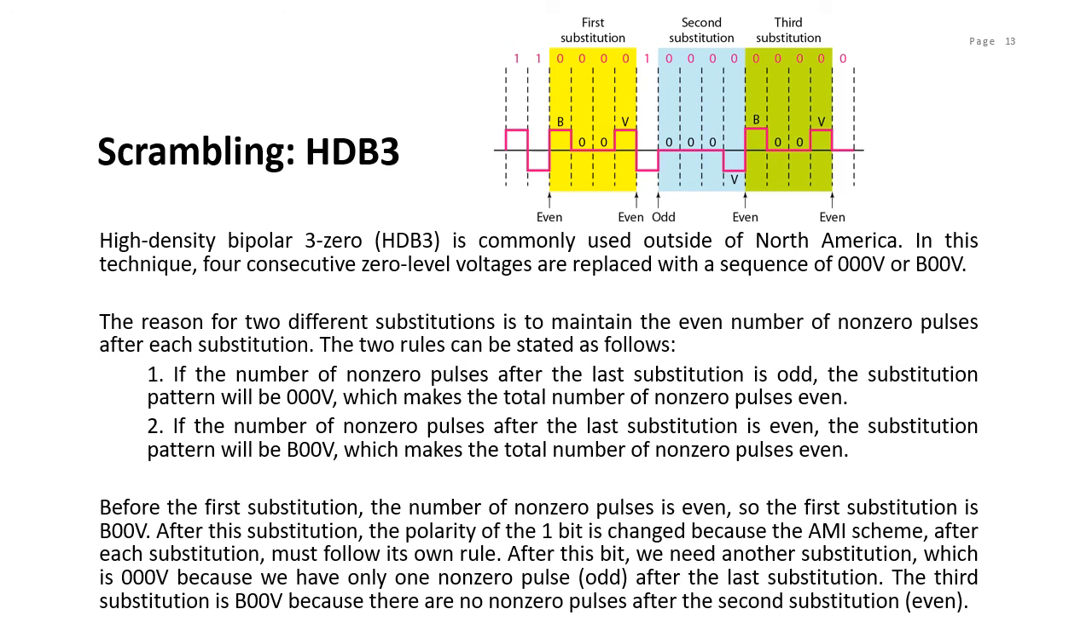So there are several points you need to note here. First, before the first substitution, the number of non-zero pulses is even, so the first substitution is B00V. And after the substitution, the polarity of the 1 bit is changed because the AMI scheme after each substitution must follow its own rule. So after this bit, we need another substitution, which is 000V, because we have only one non-zero pulse, which is odd, after the last substitution. And the third substitution is B00V, because there are no non-zero pulses after the second substitution, which is even.